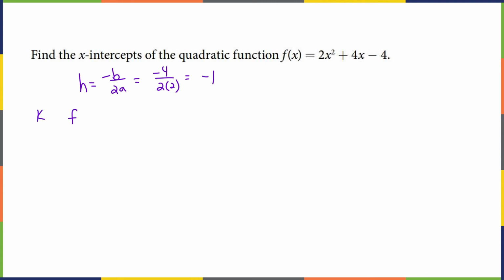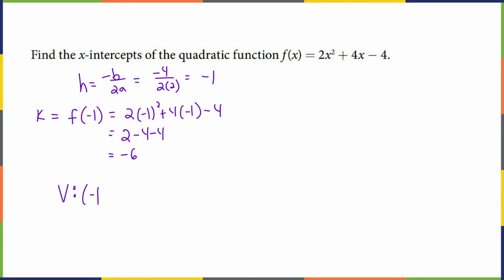Then my k value is what I get when I plug that h value into the function. So I have 2 times negative 1 squared plus 4 times negative 1 minus 4. That's going to be 2 minus 4 minus 4, which is negative 6. That means my vertex is negative 1, negative 6.